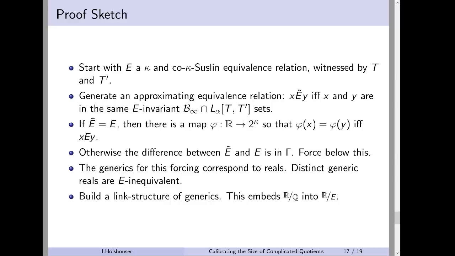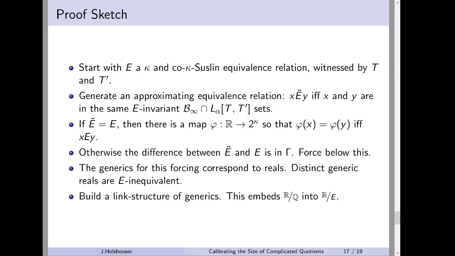Once again, we force below it. Generics still correspond to reals. Distinct generics are E inequivalent. This is all a lot of work that's being shoved under the rug right now. And you build something called a link structure, which is a very fancy kind of binary tree where the nodes are sort of linked together, basically. And this creates a copy of R on Q. I don't really want to get too much into the details on that. Okay, so then that solves it, right?